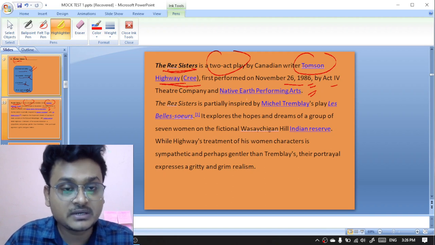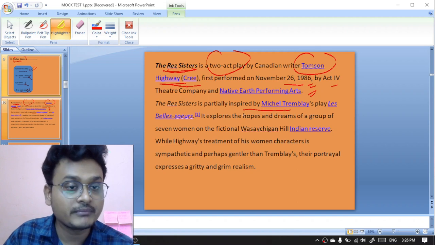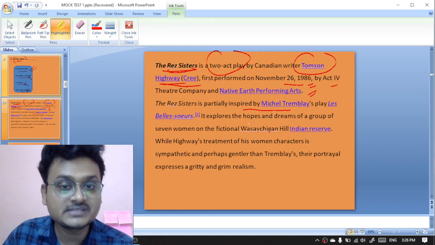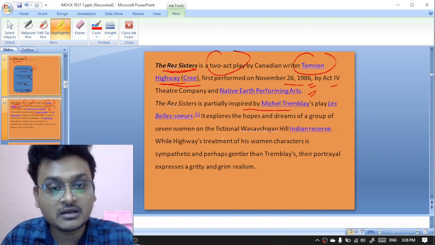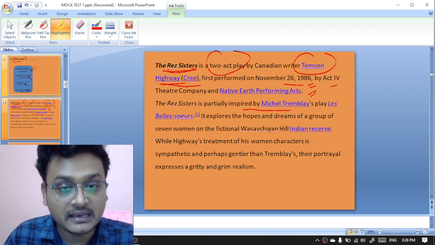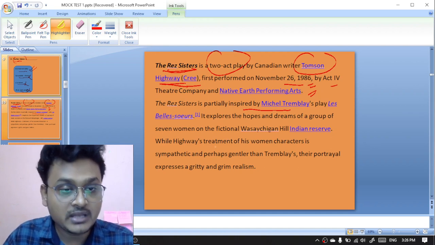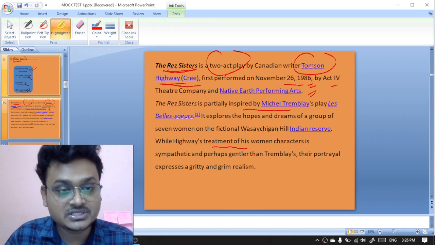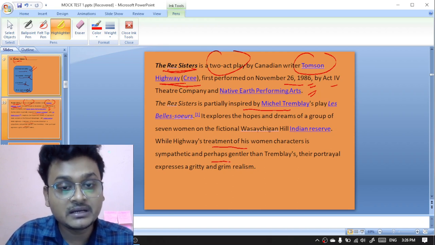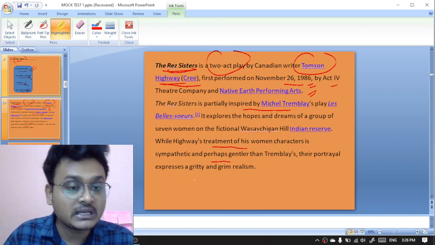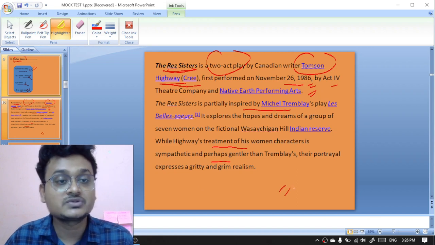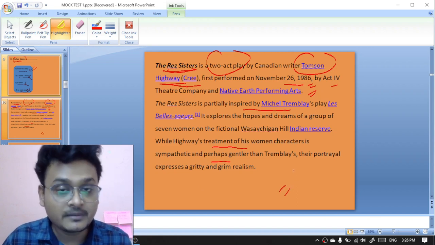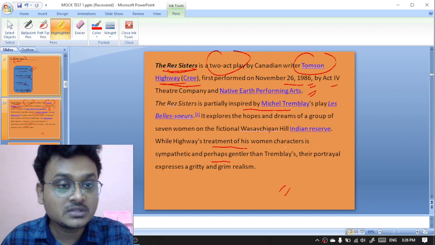The Race Sister is partially inspired by Michael Tremblay's Les Belles-Soeurs. It explores the hopes and dreams of a group of seven women on the fictional Wasaychigan Hill Indian Reserve. While Highway's treatment of his women characters is sympathetic and perhaps gentler than Tremblay's, the portrayal expresses a gritty and grim realism. So The Race Sisters was written by Thomson Highway.